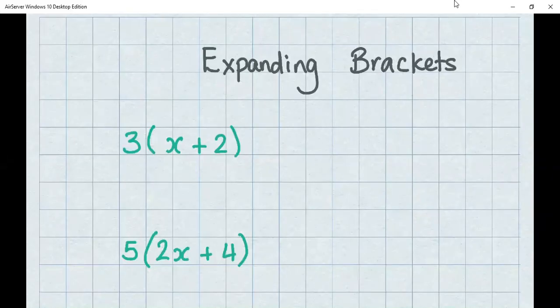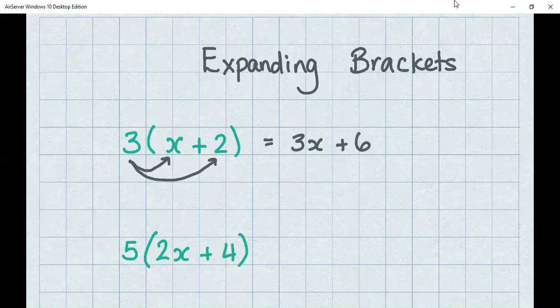In this video, I'm going to show you how to expand brackets. Whenever we have a bracket and there's a number on the outside, it means that everything inside here is going to be multiplied by the 3, or the number on the outside. So the way that we're going to do this is to multiply the 3 times the x. 3 times x gives me 3x, and then 3 times 2 is 6. So that gives us 3x plus 6.